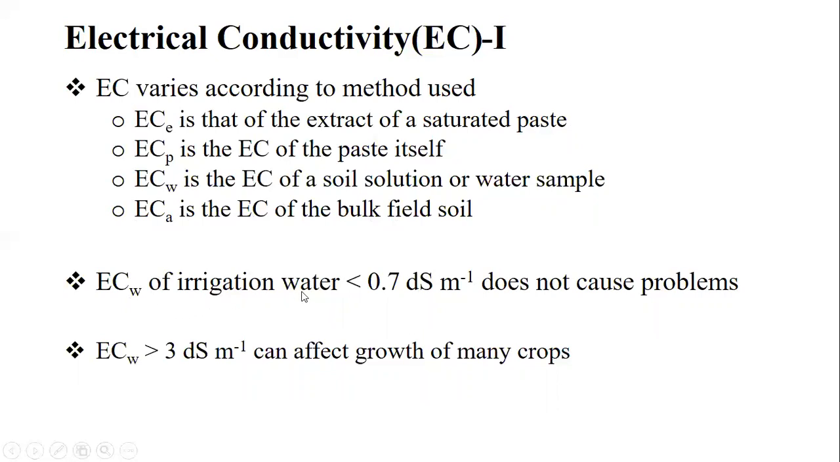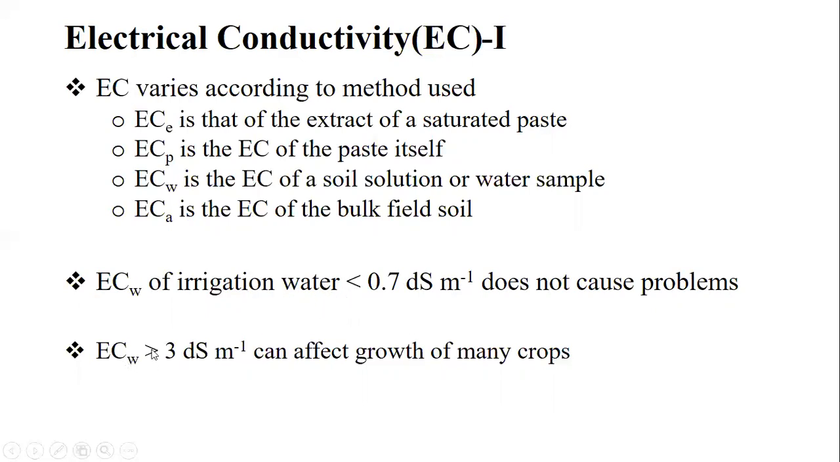ECw of the irrigation water. If you measure the ECw for irrigation water that you're going to water your plants with, if this number is less than 0.7 Siemens per meter, that does not cause any problem to most plants, no problem. So you know that your irrigation water is good.